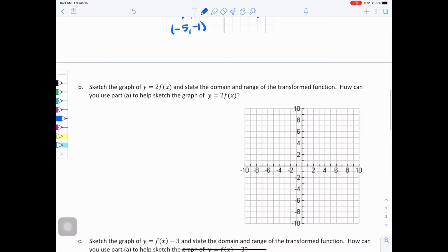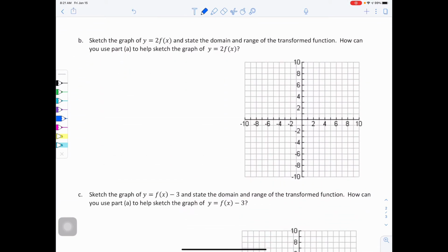Now moving on to part B, they want us to sketch the graph of y = 2f(x). So we're going to multiply by 2 on the outside, and state the domain and range of the transformed function. How can you use part A to help sketch the graph of y = 2 times f(x)? The way we're going to use part A is we're going to use those points to help us create the transformation. So when I see y = 2 times f(x), I see that it's a number bigger than 1 and it's on the outside.